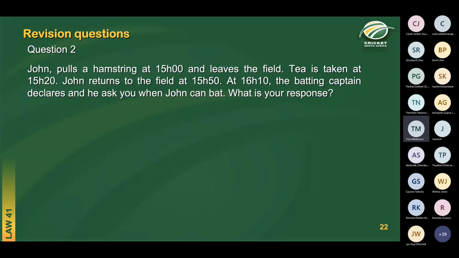You are asking me, at the start of the tea interval, how much penalty time John owes, isn't it? Yes, Arun. So he leaves the field at 15:00 hours and the tea is taken at 15:20 hours. Which means at that time he is owing 20 minutes of penalty time. Great stuff, Arun. And how long is tea? Tea is for 20 minutes.